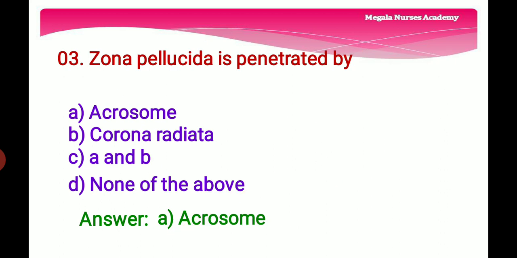Third question, zona pellucida is penetrated by. Zona pellucida is a thick transparent membrane surrounding an ovum before implantation. Option A, acrosome, is an organelle that develops over the anterior half of the head in the spermatozoa of humans. And option B, corona radiata, the inner protective glycoprotein layer of the ovum. It is directly adjacent to the zona pellucida. And option C, A and B. Option D, none of the above. So the right answer is option A, acrosome. Zona pellucida is penetrated by acrosome.